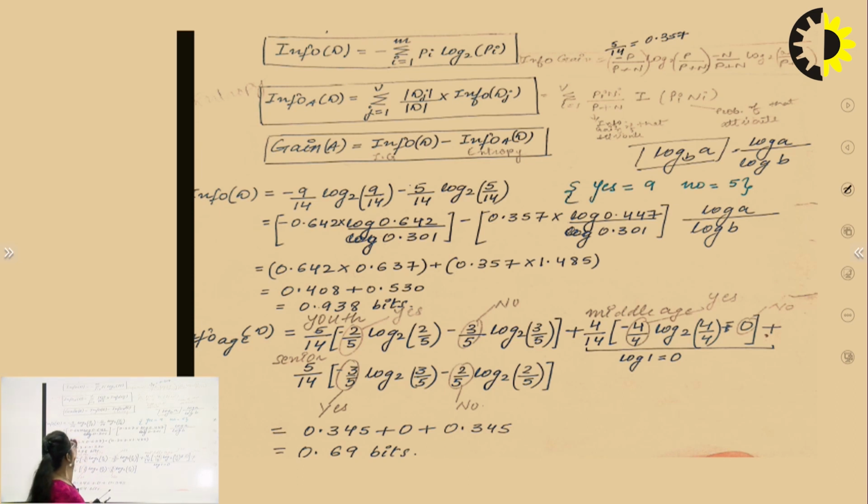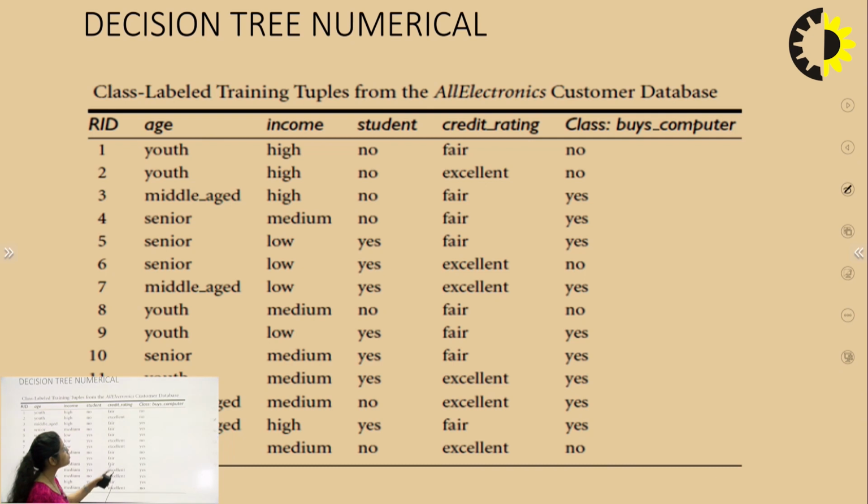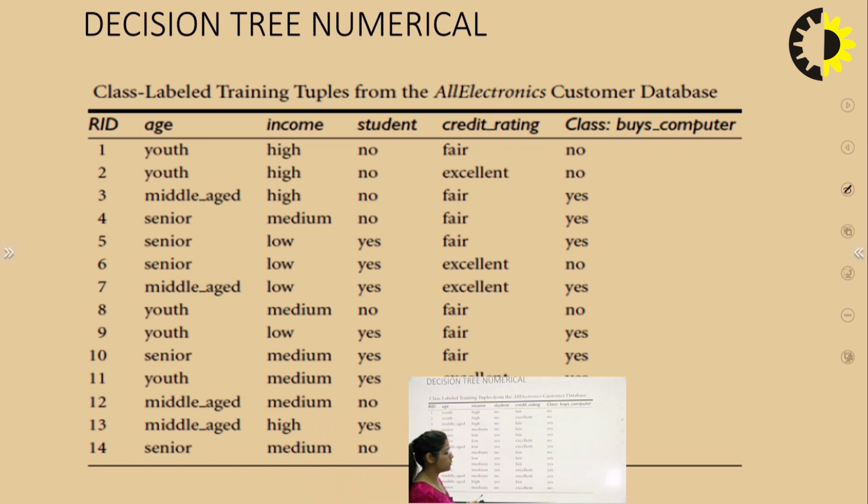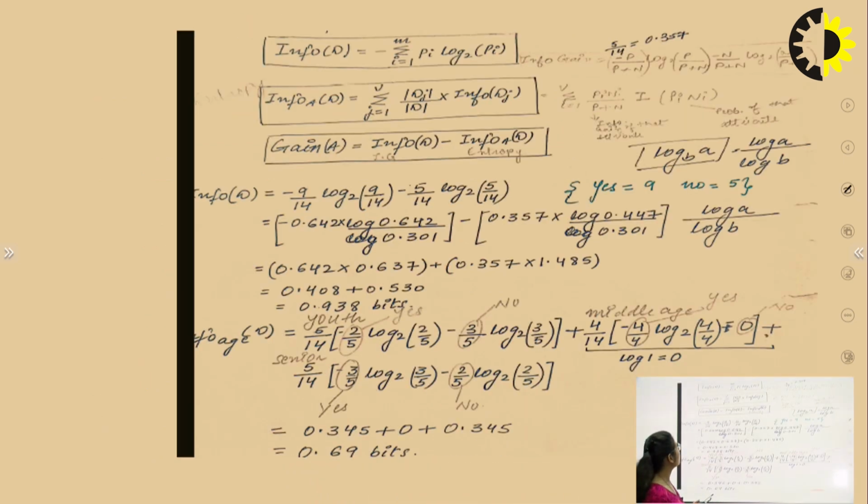The first formula is information equals minus summation i equals 1 to m of pi log base 2 pi. This is the formula of information gain. We will calculate the information gain of each and every attribute. First, we will calculate the information gain of the class buys computer. With the help of the formula, we have 9 yes: 1, 2, 3, 4, 5, 6, 7, 8, 9. We have 9 yes and 5 no's.